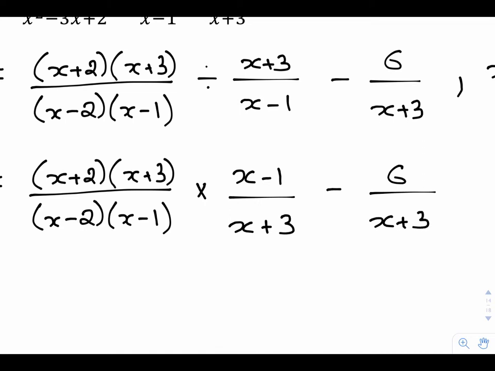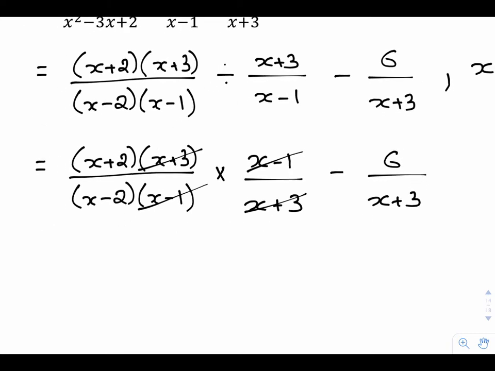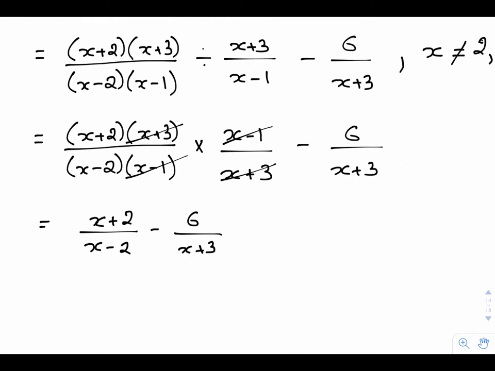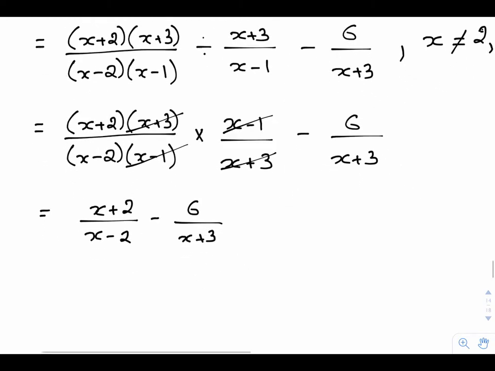Now here I can start canceling common factors. For example, the x plus 3 here cancels with the x plus 3 here. The x minus 1 cancels with the x minus 1 here. And I am left with x plus 2 all over x minus 2, minus 6 over x plus 3. Now in order to combine these fractions, I need a common denominator.